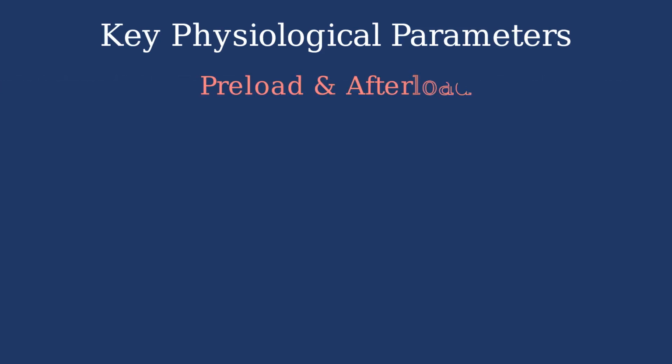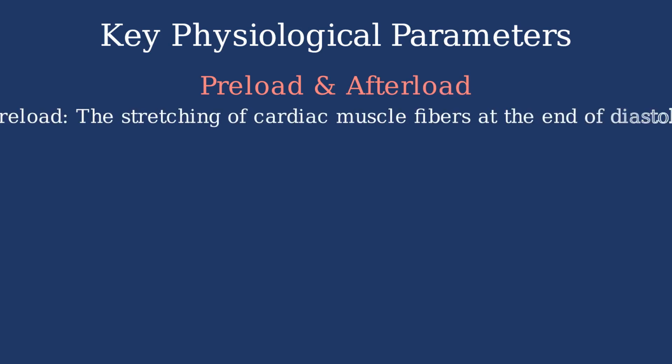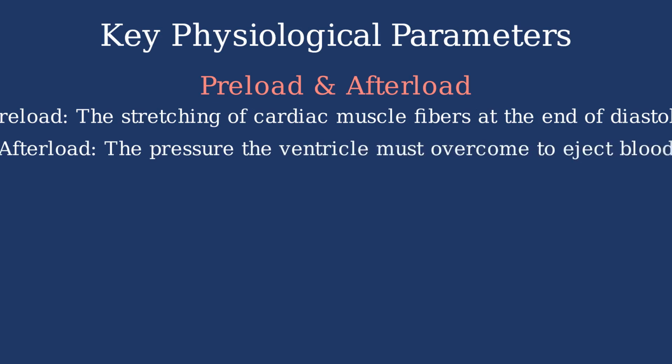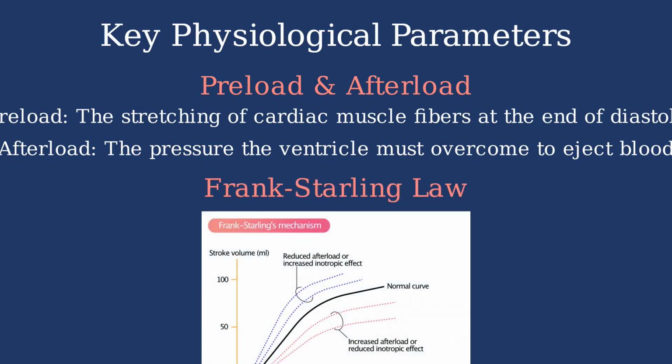Preload and afterload are critical factors affecting cardiac function. Preload refers to the stretching of cardiac muscle fibers at the end of diastole, essentially how much the heart fills with blood. Afterload is the pressure the ventricle must overcome to eject blood, primarily determined by arterial blood pressure and vascular resistance. The Frank-Starling law describes how the heart automatically adjusts its force of contraction based on preload. As preload increases, stroke volume increases within physiological limits.